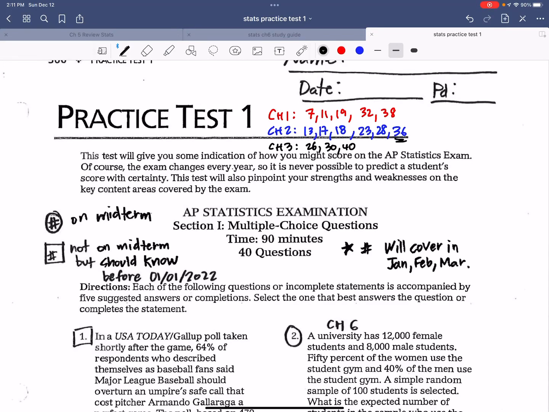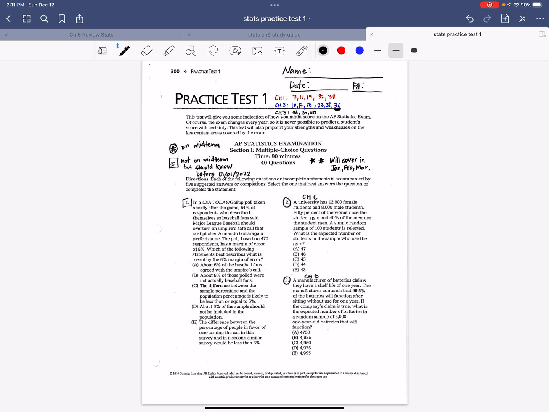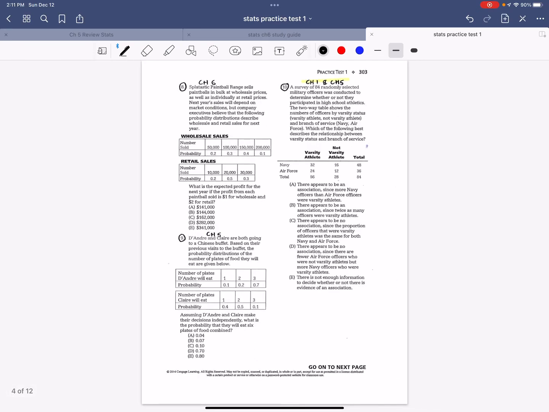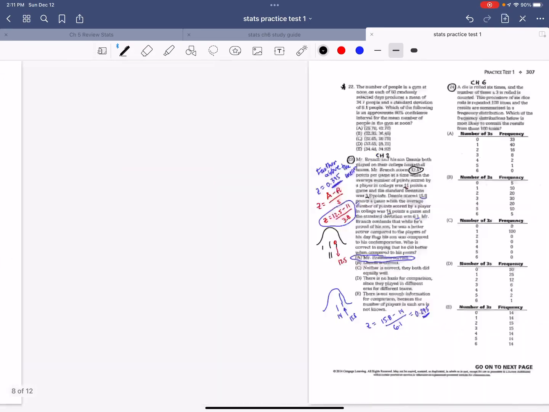Hey guys, I'm going to do chapter 3. I also noticed I didn't do number 36. I think I did that in class with you guys, so I'm just going to make sure you got it, number 36. And then the questions for chapter 3.